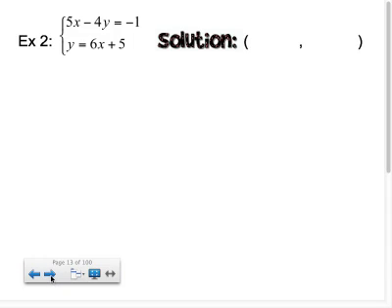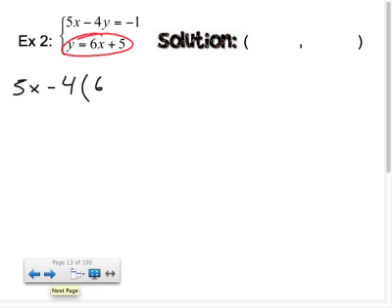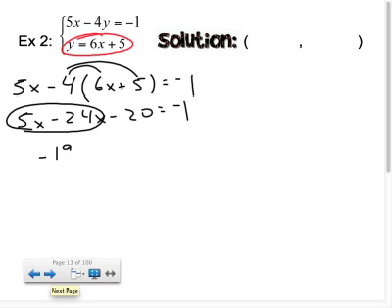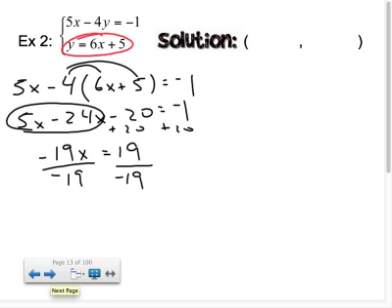In example 2, you'll notice the second equation has already been solved for y. So I'm going to take that and substitute it into the first equation. So 5x minus 4 times, now instead of y, I'm going to put in 6x plus 5, equals negative 1. So I have 5x minus 24x minus 20. I distributed my negative 4. When I combine these, that ends up with negative 19x. When I add 20 to both sides, I get equals 19. Divide both sides by negative 19. x equals negative 1. So the x coordinate is negative 1.